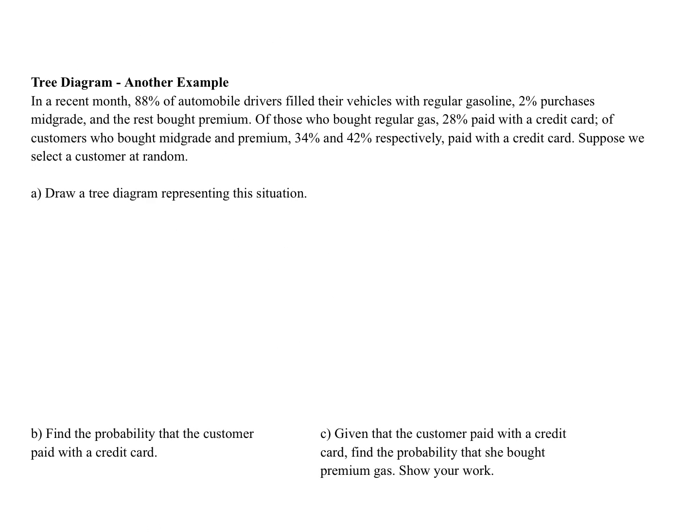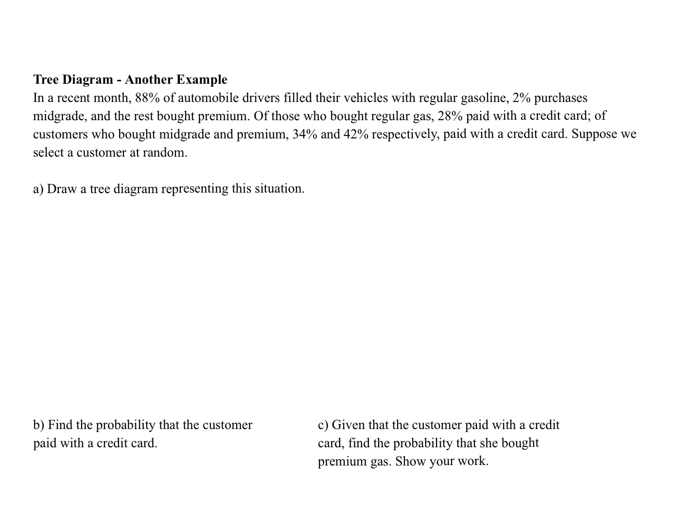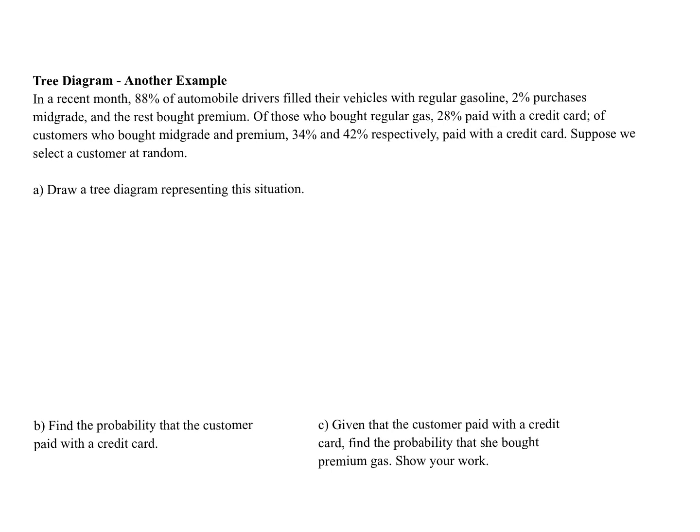Let's look at a second example. In a recent month, 88% of automobile drivers filled their vehicles with regular gasoline, 2% purchased mid-grade, and the rest bought premium. Of those who bought regular gas, 28% paid with a credit card. Of those who bought mid-grade and premium, 34% and 42% respectively paid with a credit card. So we're going to do our tree diagram.